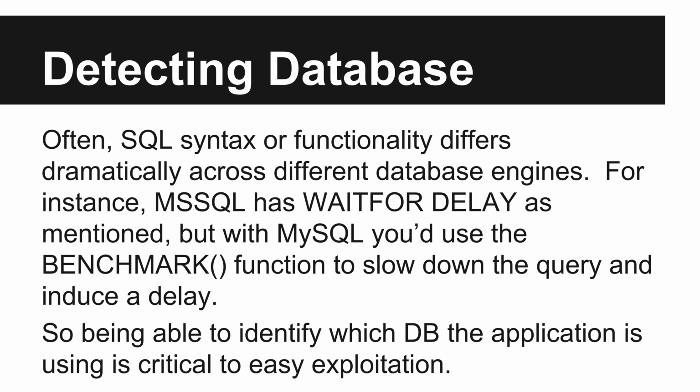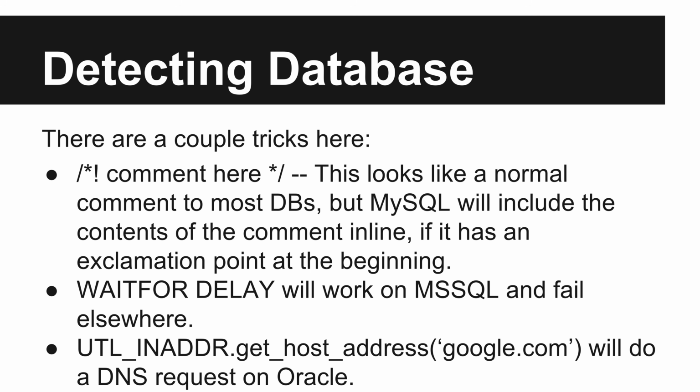This brings us to something important though. Differences in DB engines can lead to dramatically different exploitation paths. For instance, MS SQL has wait for delay to slow down queries, but in MySQL you'd use the benchmark function to accomplish the same thing. Being able to identify which DB is in play is important for that. To that end, here are a couple useful tricks. I suggest pausing to read through this slide.